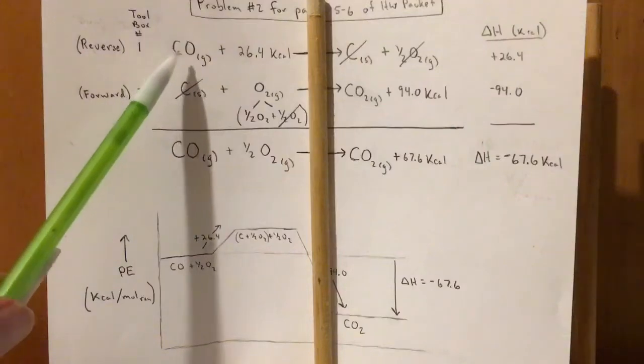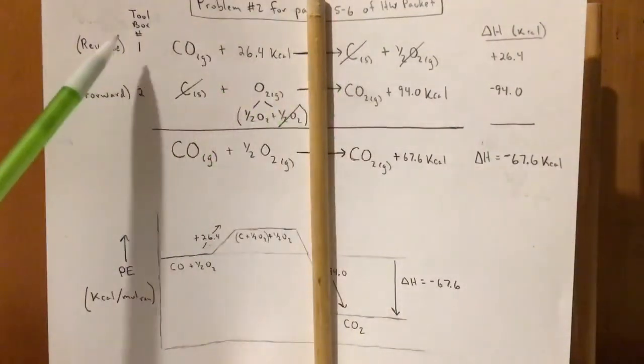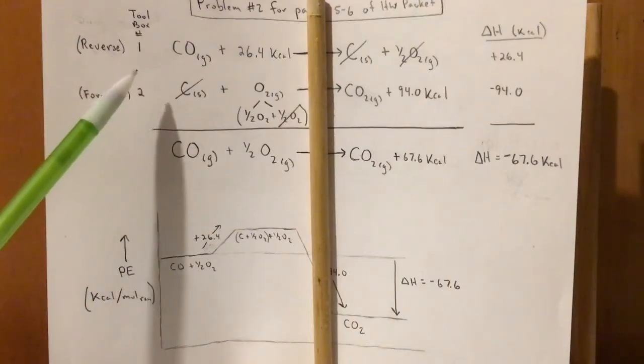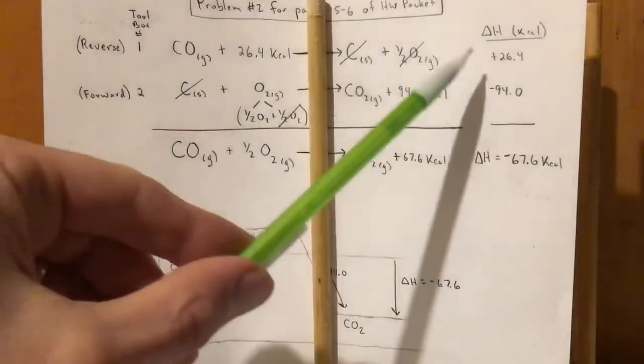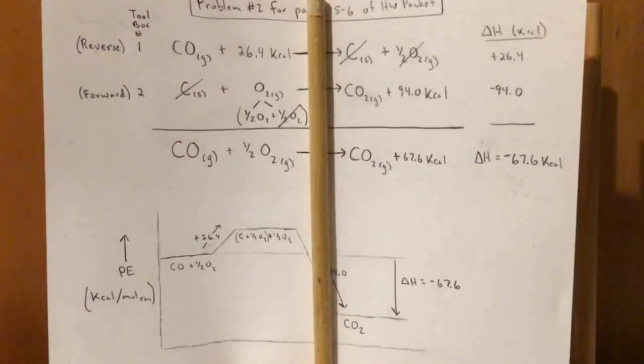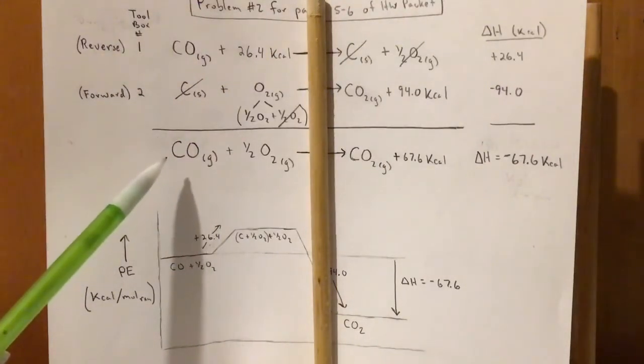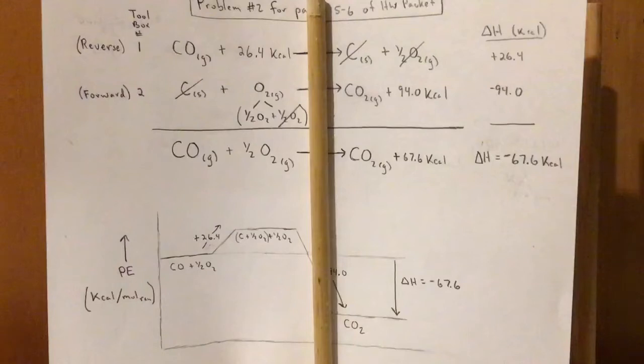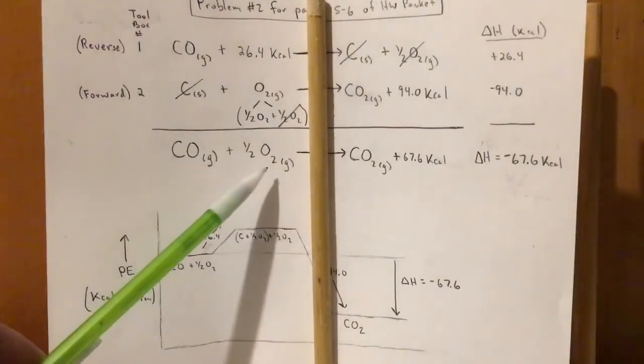So we take this equation, we flipped it, or reversed it, tool number 1, and notice it's endothermic, so I say plus 26.4. Let's say I had 2 COs right here, I'd have to double it, or 3 COs, I'd have to triple it, but I have 1 CO here, 1 CO here, so I don't have to worry about multiplying that. I'm going to skip over the half O2. I think that's going to cancel out on its own, or at least I'm hoping it is.